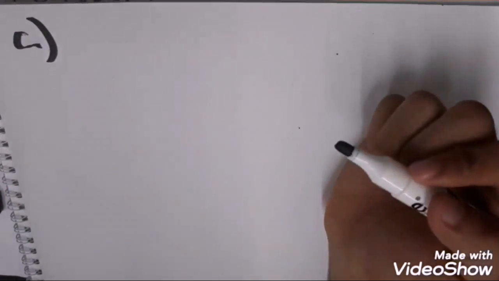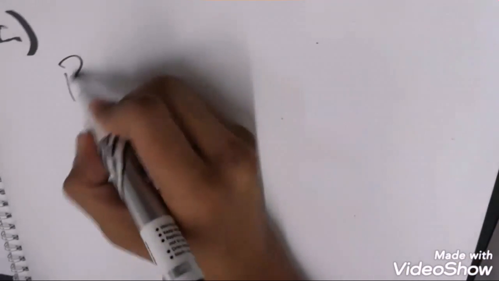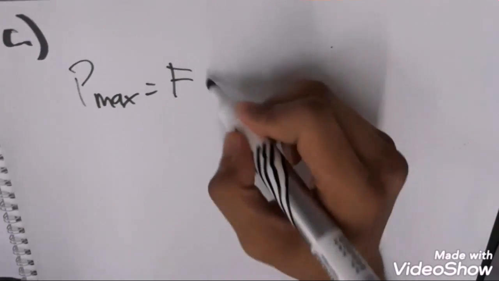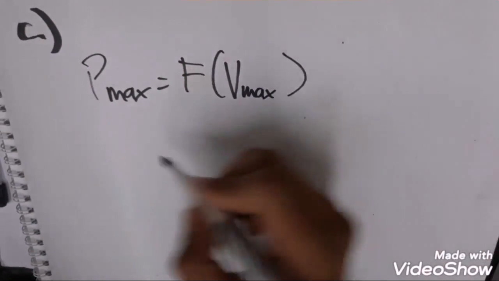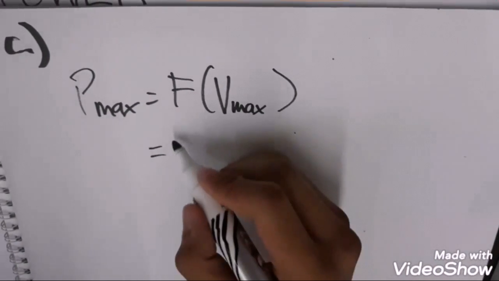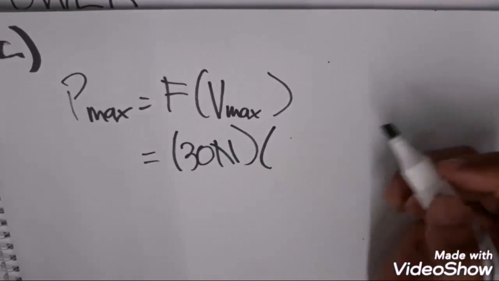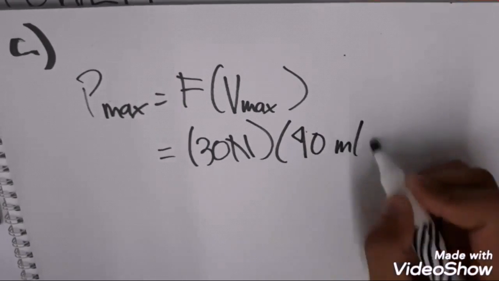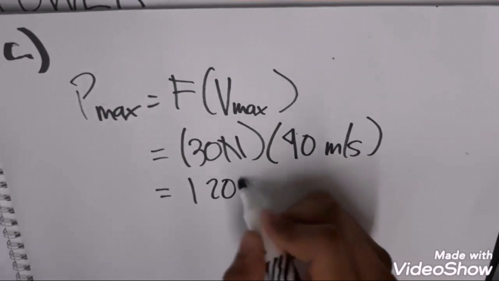So let's go to letter C, which is what is the maximum power exerted on it. In finding the maximum power, we need to multiply the force by the maximum velocity, which is, our force is 30 newtons, and the maximum velocity based on the problem is 40 meters per second, which will give out an answer of 1,200 watts.